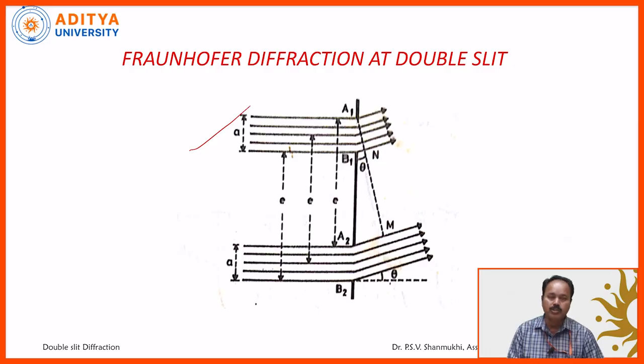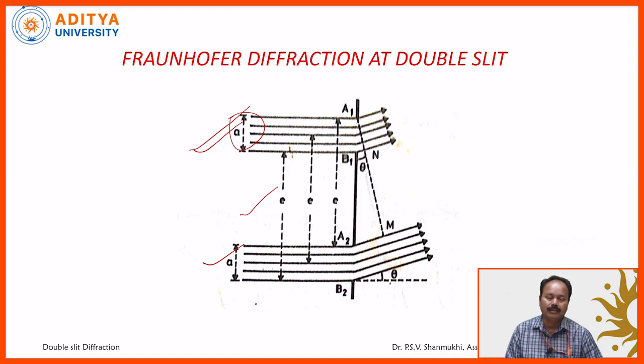The width of each slit is small a, and the separation of the slits, from first light ray to first light ray or center to center, whatever it may be, the separation of the slits is small e. Here from the side the light rays are entering.